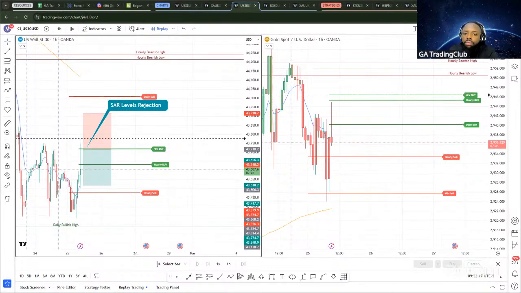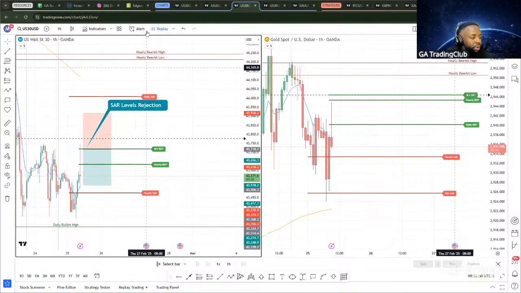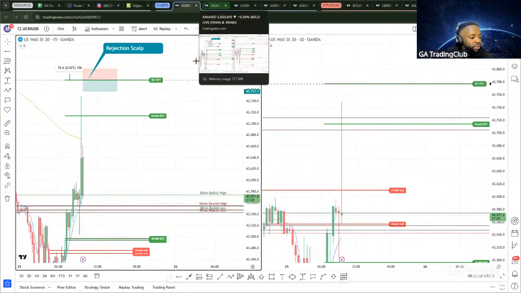Okay. So for the other trend line and SAR rejection entry, let's see if there's anything. Price for that other strategy looks like it's away from both the top and bottom trend line. So we probably wouldn't find any entries for that as well.